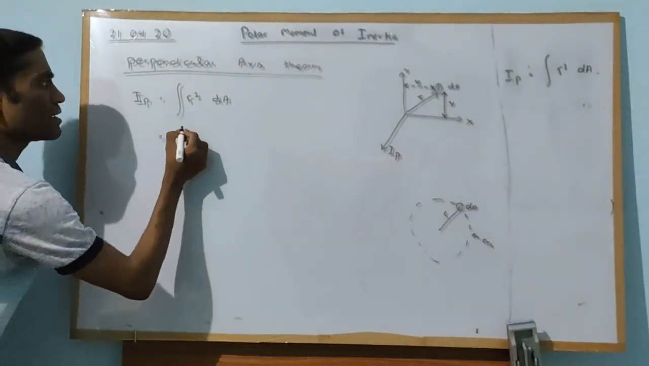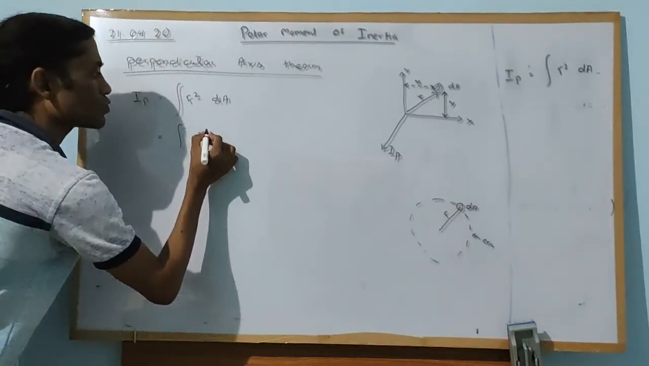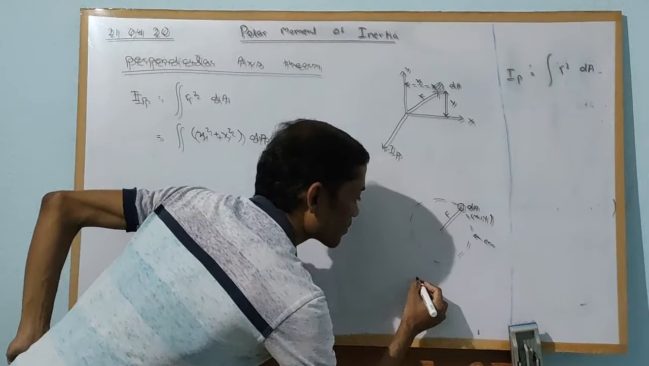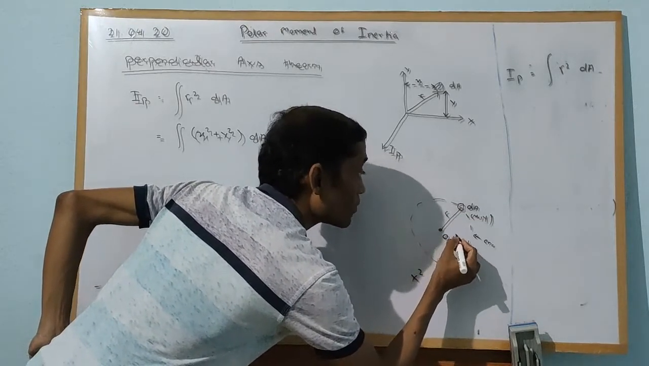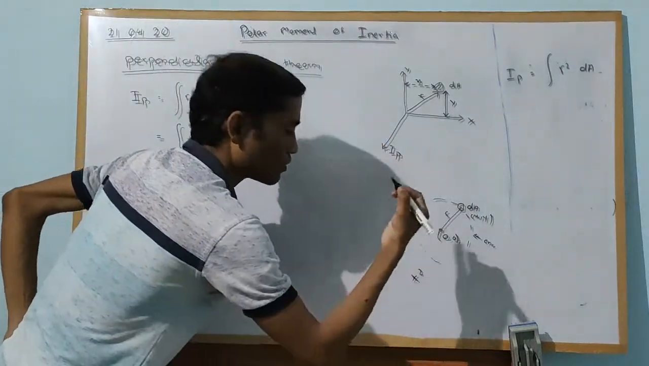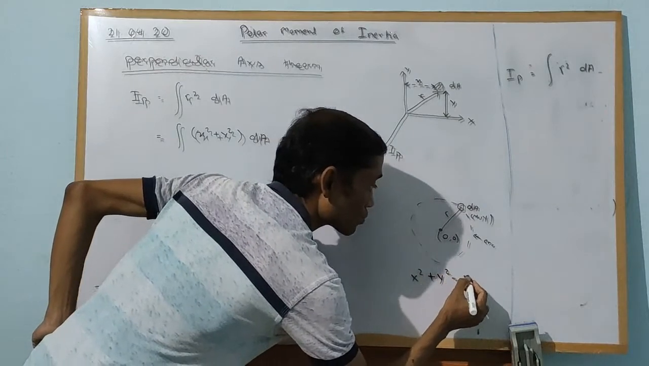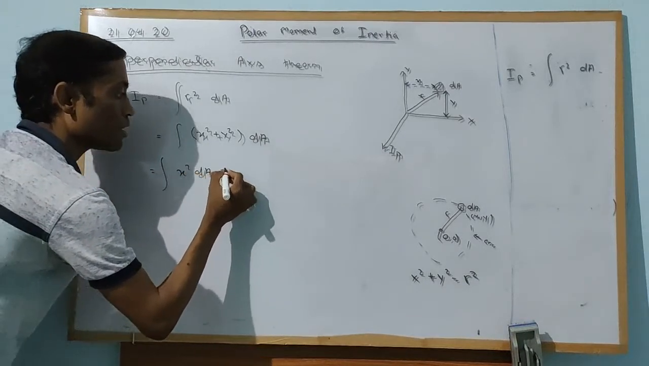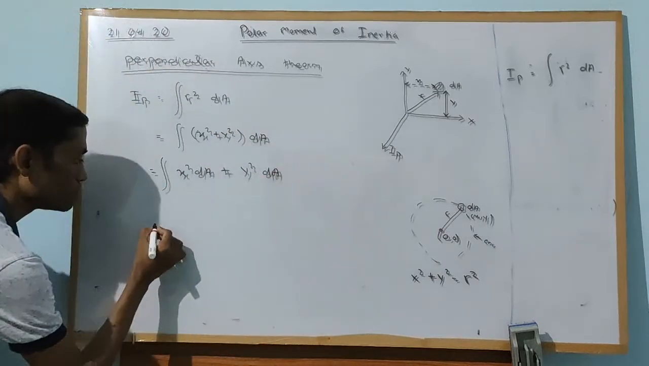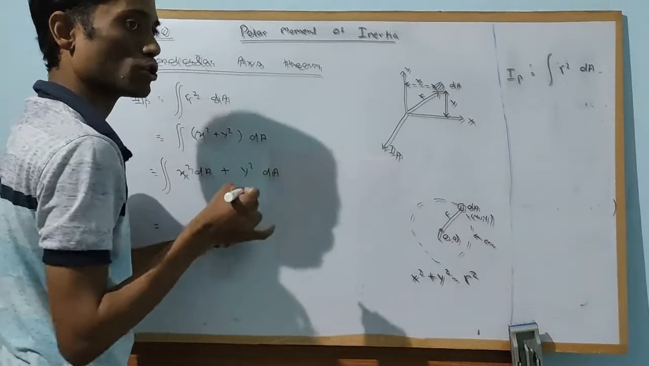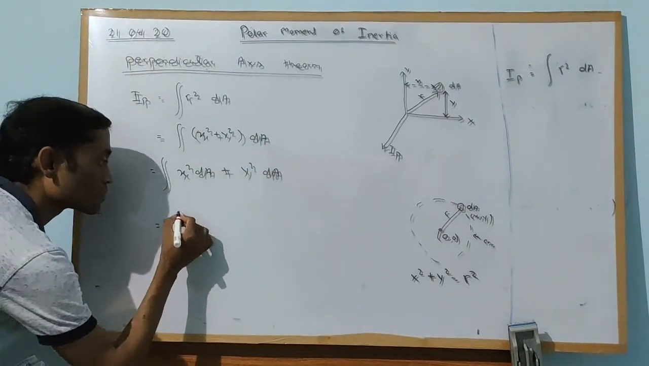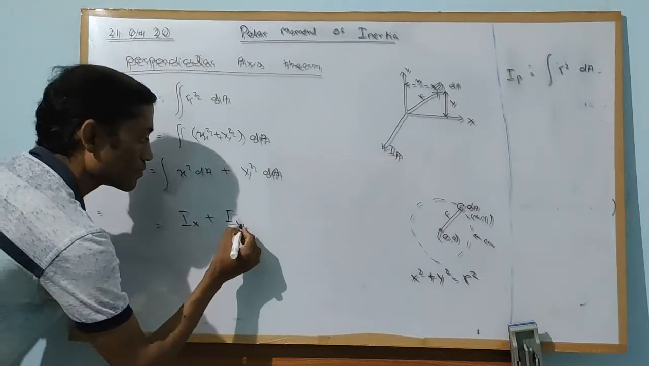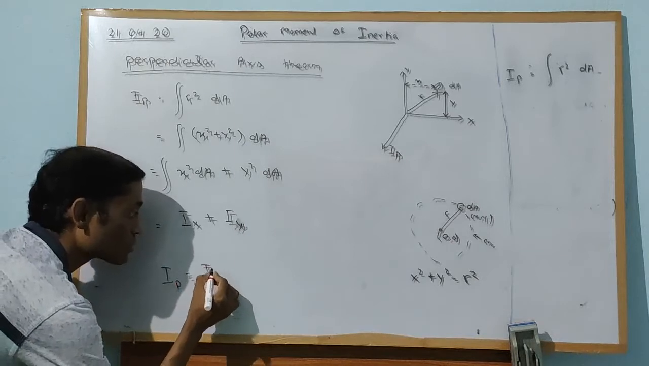Then I can easily write r square is x square plus y square, into dA. Because you know the equation of a circle: if this coordinate is x and y, and the origin is 0, 0, because this is the origin only, then x minus 0 square plus y minus 0 square, that is simply x square plus y square equal to r square. That is the equation of a circle. That is integration of x square dA plus integration of y square dA. Now y square dA, just recall the previous lecture, that is Ix, plus x square dA integration, that is Iy. Therefore IP is equal to Ix plus Iy.